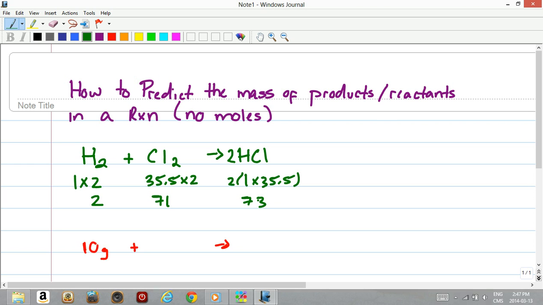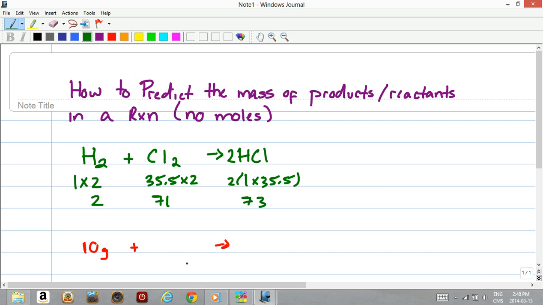Now, what unit? The unit's not relevant here because this is a ratio. What this is saying is that for every 2 units of hydrogen, that could be grams, we have 71 grams of chlorine, for instance, and 73 grams of hydrogen chloride. And that's your law of conservation of mass. Mass isn't created or destroyed in a chemical reaction.